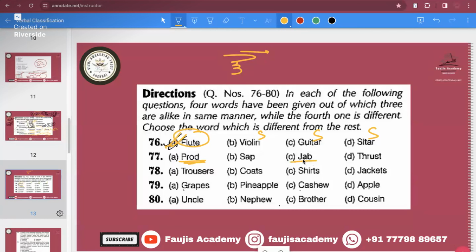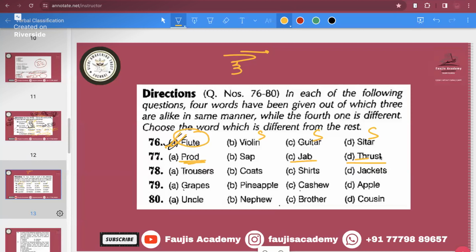Jab. Jab means what? He gave somebody a quick jab. Jab is like a punch. Right, guys? When you beat someone, okay, don't do that, unless otherwise absolutely necessary. So jab is a kind of punch. Thrust is also similar.